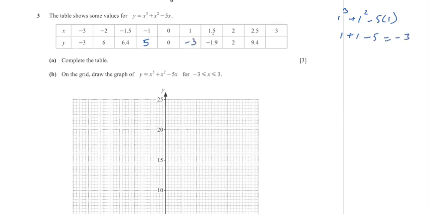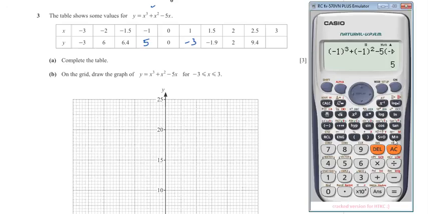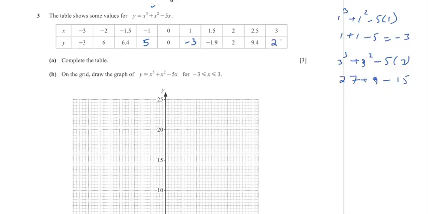And then put x is equal to 3. When you put x is equal to 3 in this one, it will be 3 cube plus 3 square minus 5 into 3. 3 cube is 27 plus 9 minus 15. So 27 plus 9 minus 15, that will be 21. So it's 21.